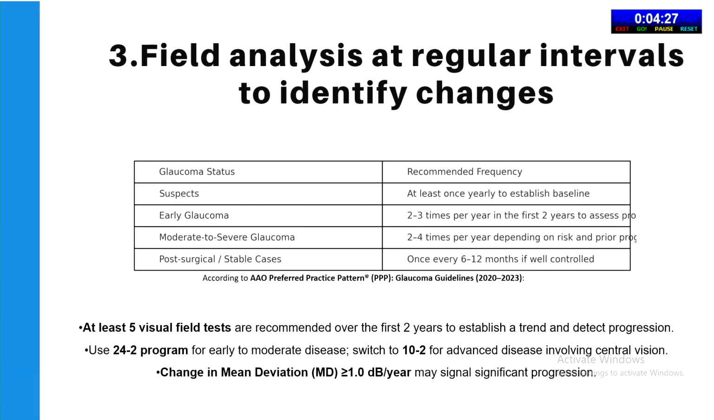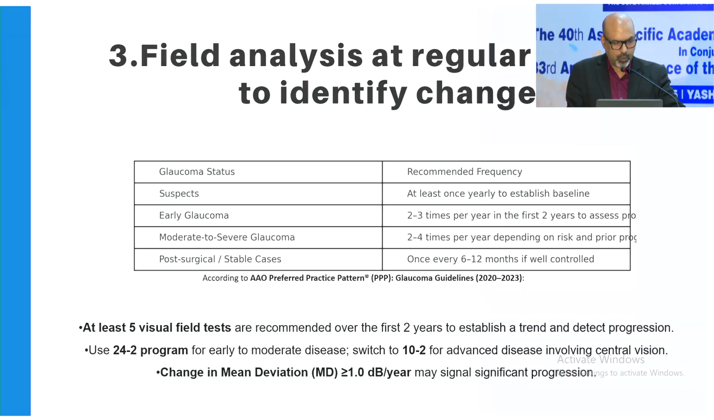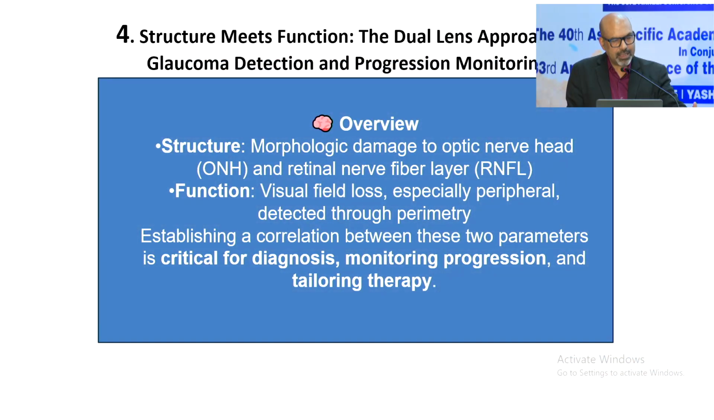Then field analysis is another important thing. We must do at least 4 to 5 visual fields in the first 2 years to find out the baseline as well as the trend of the glaucoma. That is what will decide your treatment profile, whether you need to be aggressive or moderate in your approach. A change in mean deviation of more than 1 decibel per year may significantly indicate that the patient is progressing.